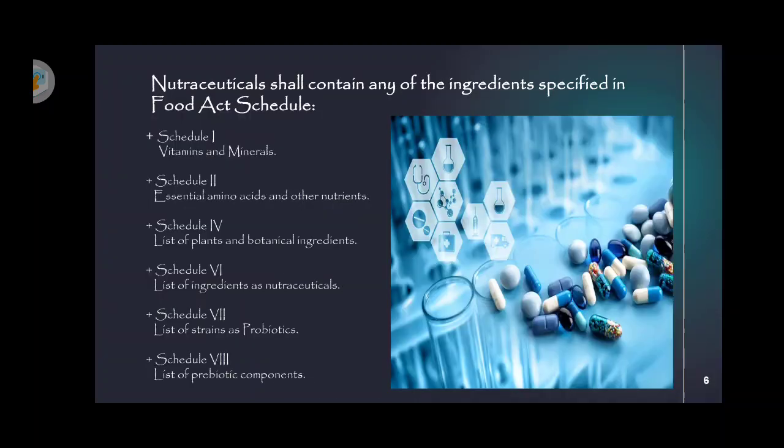Now, nutraceutical content. Now we are talking about the schedules which have mentioned the laws. The nutraceutical shall contain any of these ingredients specified in the Food Act schedules. There are 8 schedules; actually, Schedule 1, Schedule 2, Schedule 4, Schedule 6, Schedule 7, and Schedule 8. Schedule 1 says about vitamins and minerals. Schedule 2 says about essential amino acids and other nutrients. Schedule 4 is the list of plants and botanical ingredients. Schedule 6 is the list of ingredients as nutraceutical. Schedule 7 is the list of strains as probiotics, and Schedule 8 is the list of prebiotic components.